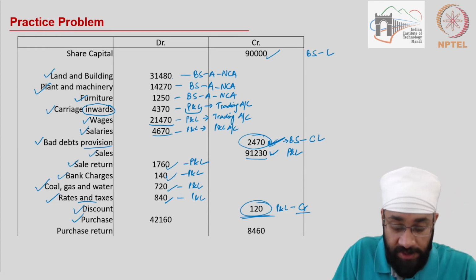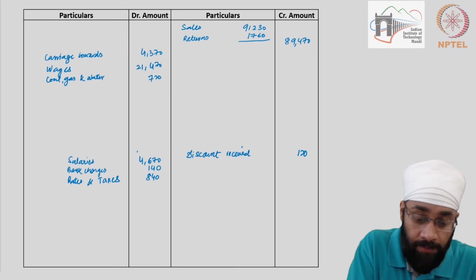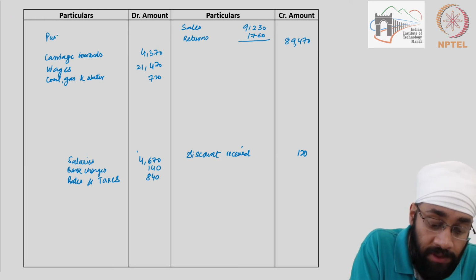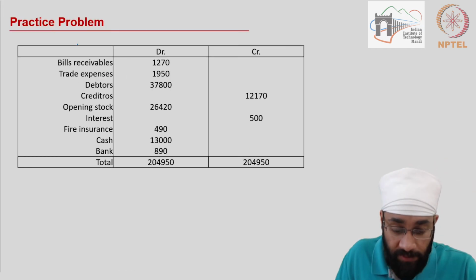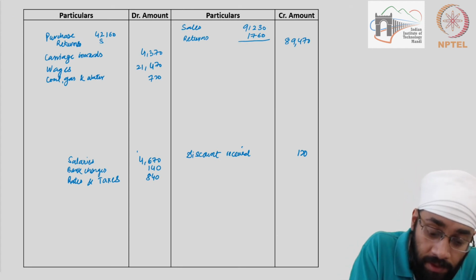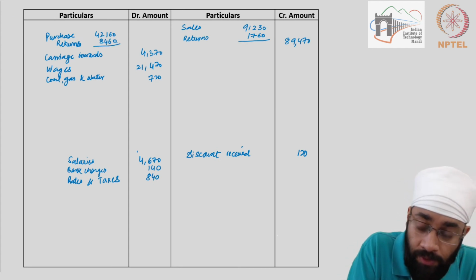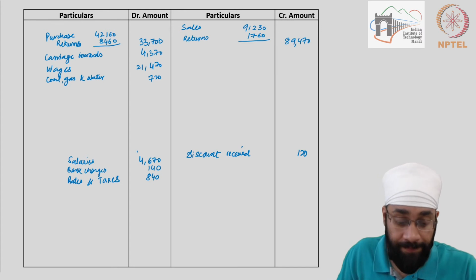This is done. Purchase, and I see purchase return as well. So I'll accordingly be careful while writing it. 42,160 purchases. So let me write here purchase 42,160, and I have returns. So I'm going to deduct the returns amount, 8,460, to show the net purchases. The amount comes out to be 33,700.